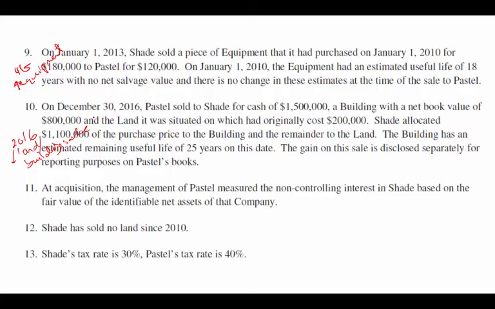Okay, number 11. At acquisition, let's back up 1 second. We didn't give this a number, so we'll call that 4H. It's our final intercompany transaction we've identified.